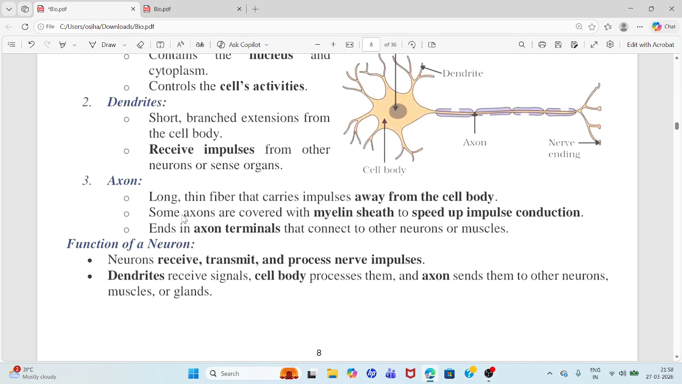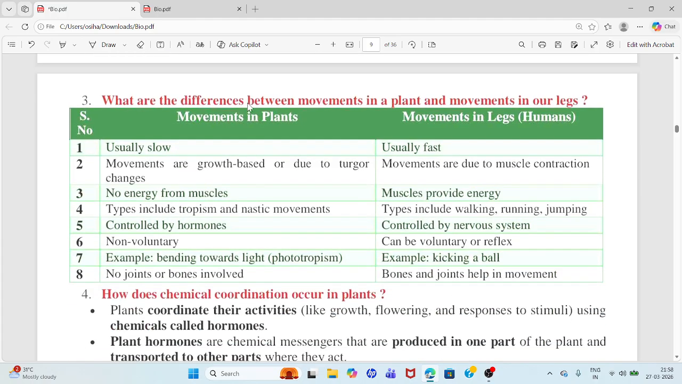Okay, learn this properly. Now, third question: what are the differences between movements in a plant and movements in our legs? Movements in plants, movements in legs. We have to write differences. Usually slow, usually fast. Movements are growth based or due to trigger changes. Movements are due to muscle contraction. Here, muscle contraction. Here, growth based or due to trigger changes. No energy from muscles. Muscles provide energy.